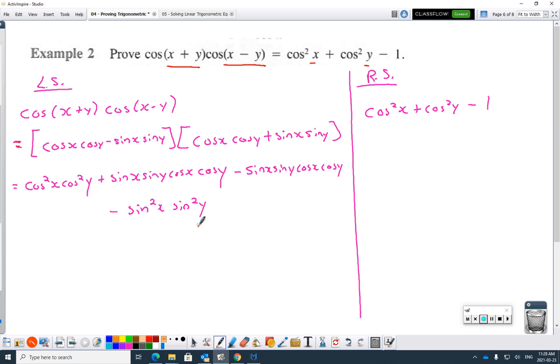And things do improve at that point. These two terms cancel out, and I'm left with this mess. Still a mess. Cos squared x cos squared y minus sine squared x sine squared y. And you take a breath and you go, well, I'll enjoy the moment anyways. As bad as that was, things just improved.